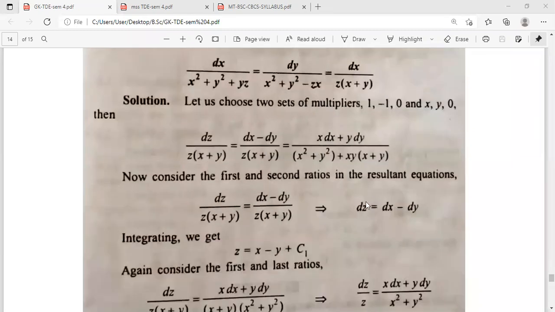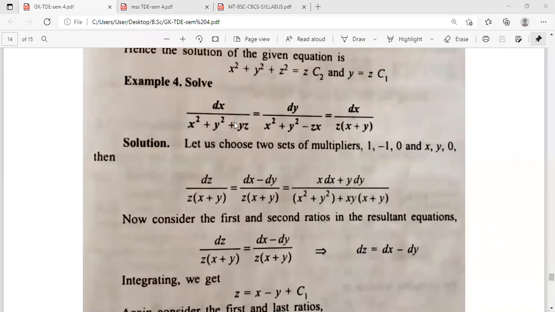Now after simplification, you are getting dz by ... Each fraction is equal. You can take any one of the fractions out of those three. These three are the given ones. You can take any of these three.